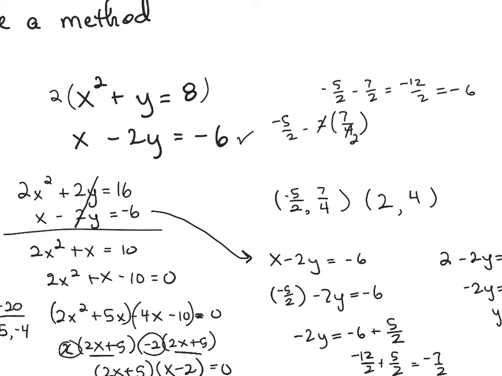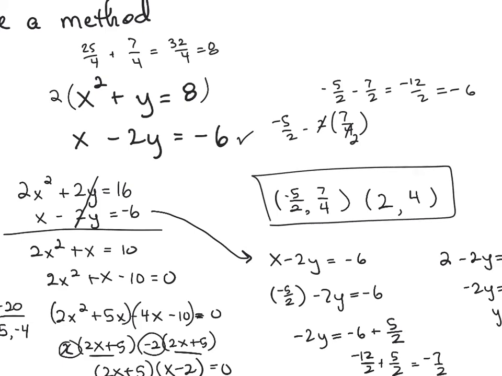Now if we look at the top one, with x equals 2, here 2 squared is 4, 4 plus 4 is 8. Now for negative 5 halves, negative 5 halves squared is 25/4. Plus 7/4 is 32/4, which is 8. So we've checked both of them.